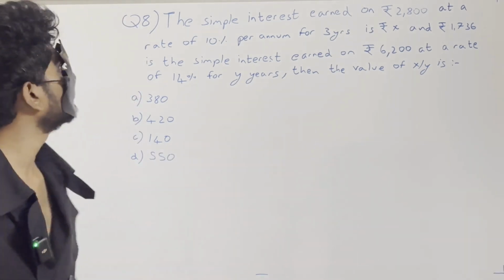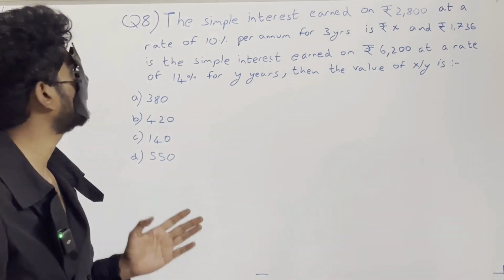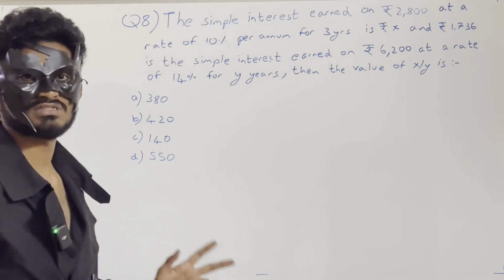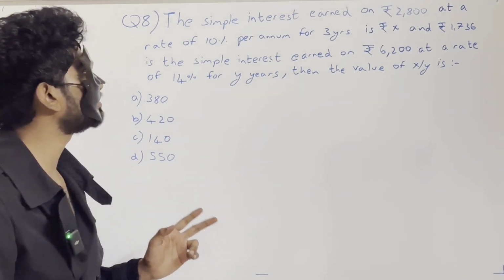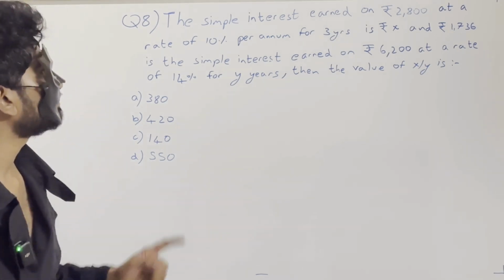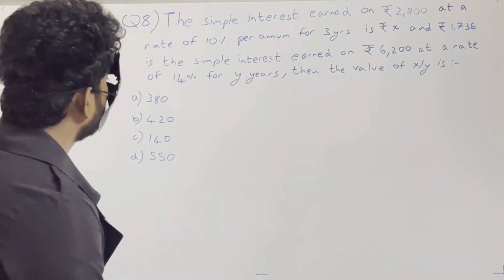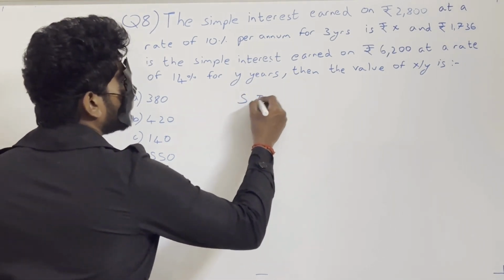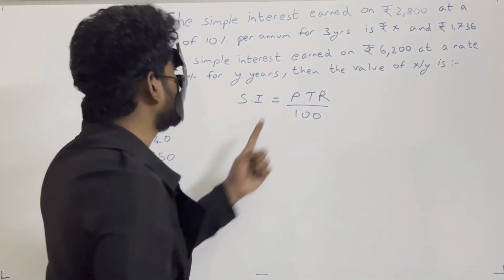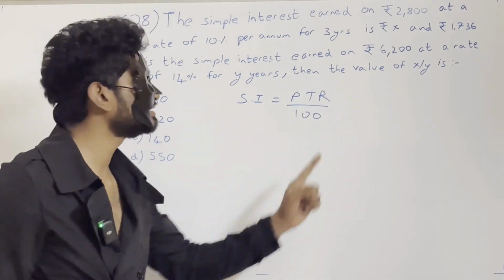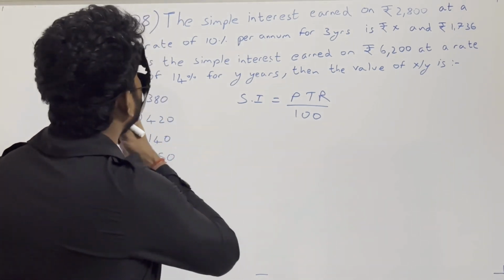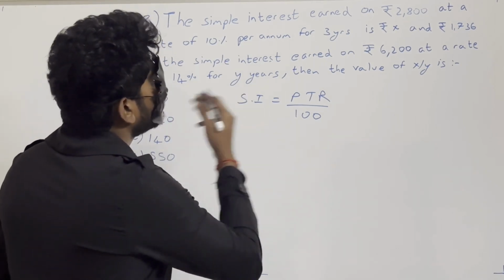So superhumans, next question is, the simple interest earned on rupees 2800 at a rate of 10% per annum for 3 years is rupees X, and rupees 1736 is the simple interest earned on rupees 6200 at a rate of 14% for Y years. Then the value of X by Y is. So simple interest formula is nothing but PTR by 100, where P is the principal amount, T is the time period and R is the rate of interest. In the first statement it is given that simple interest earned on 2800 at the rate of 10% per annum for 3 years is X.